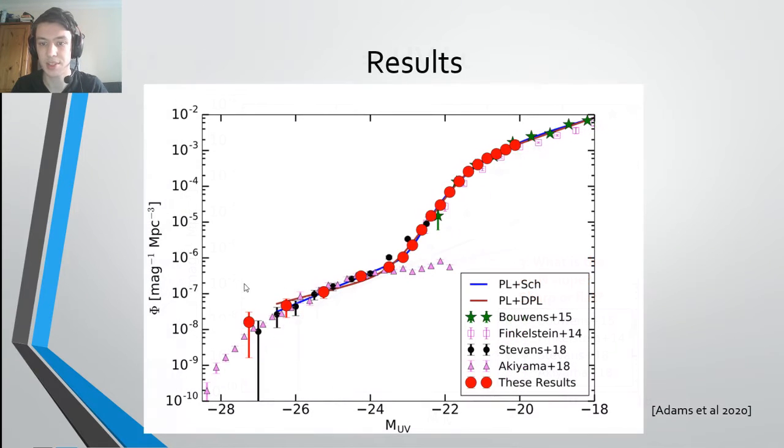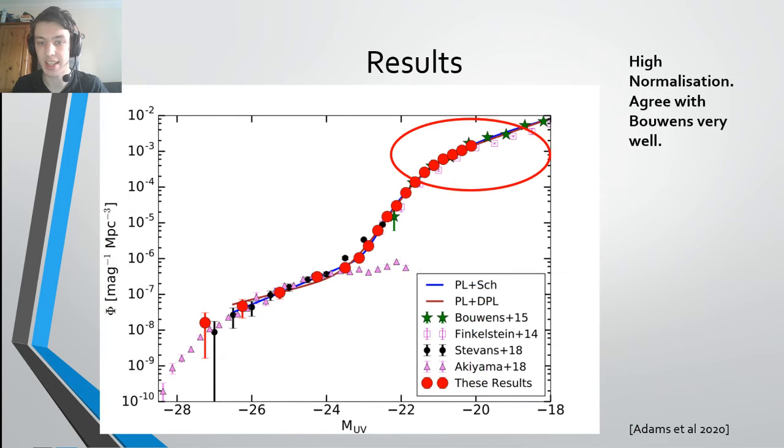Adding the data points from our study onto this provides the following. It's immediately apparent the benefit of having both a deep and wide data set, which opens up such a large dynamical range of the luminosity function to be studied simultaneously. Re-examining the 3 points that I made earlier, we observe a normalization that is on the high end, agreeing very well with the observations from Bowens et al.